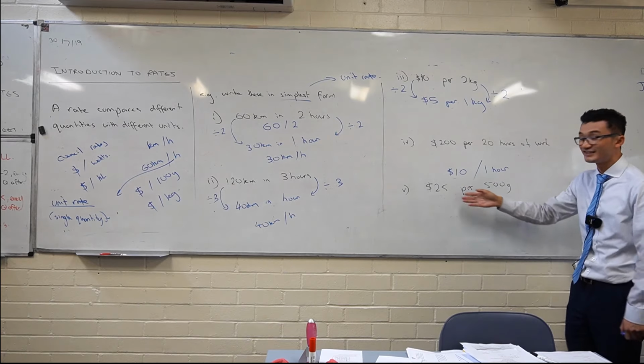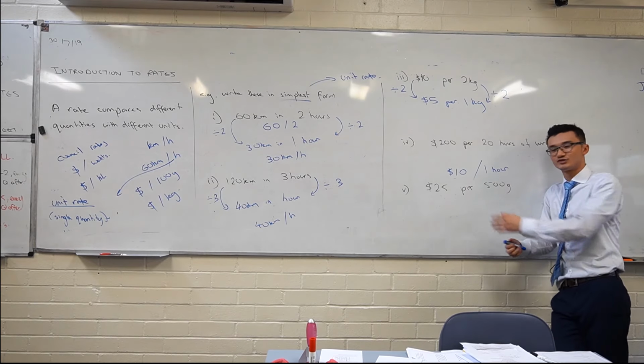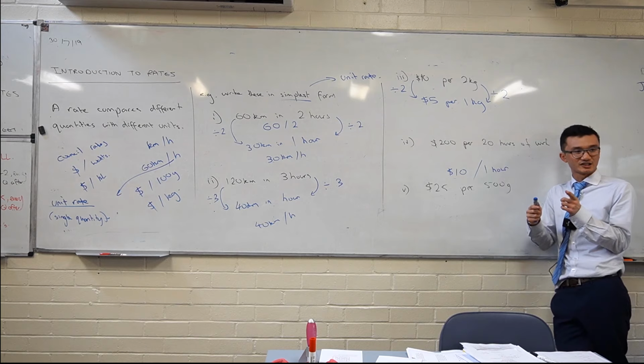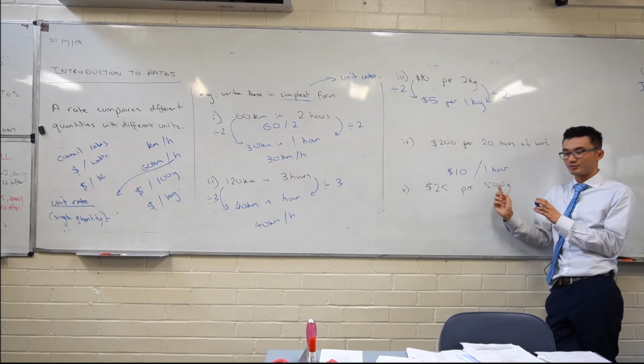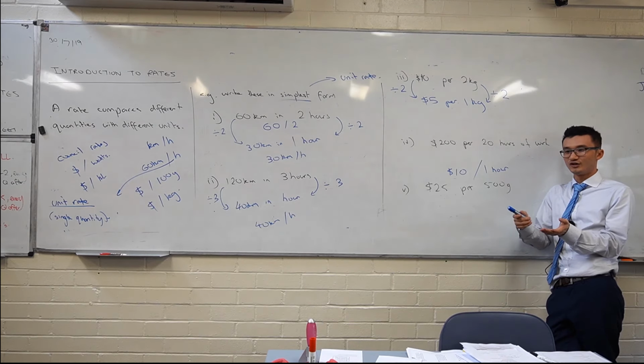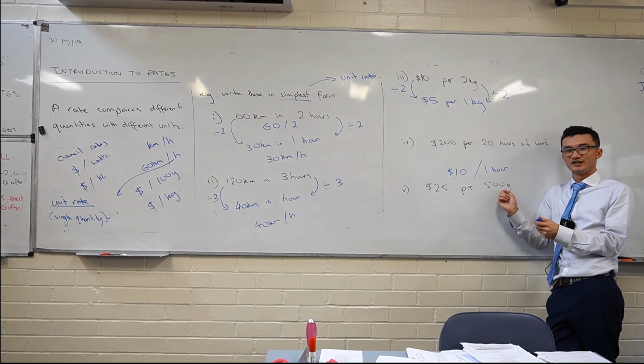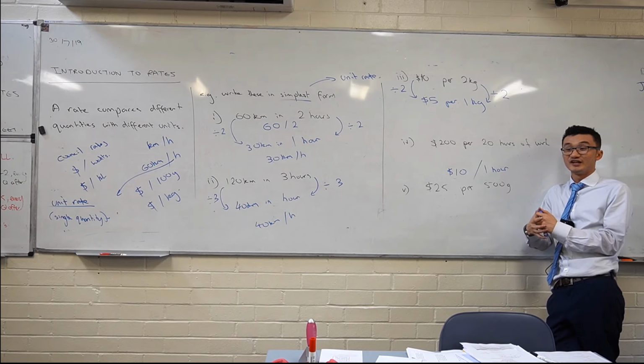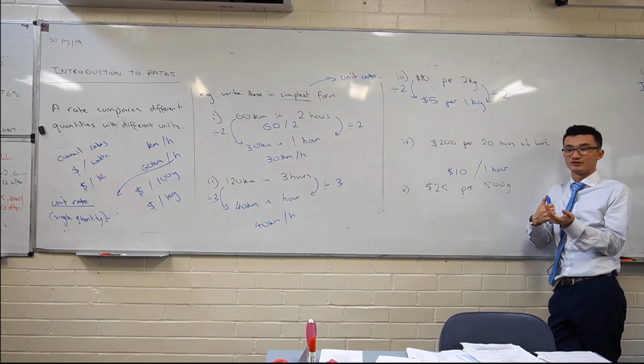So here's the thing. Sophie suggested, why don't we just do $1? Think about what these things actually mean. $25 per 500 grams. Do I want to know how much I get for $1, or do I want to know how much a kilo is going to cost? It's sort of a bit ambiguous.